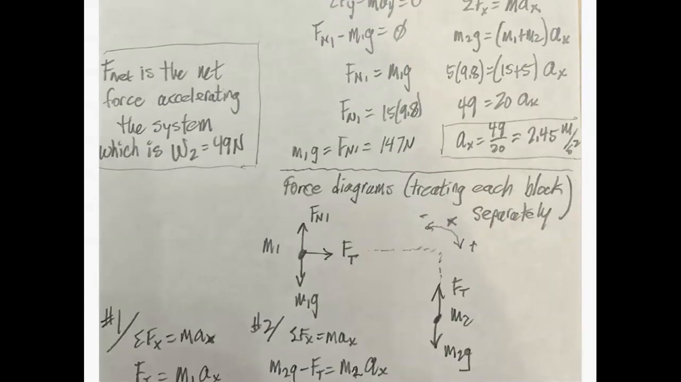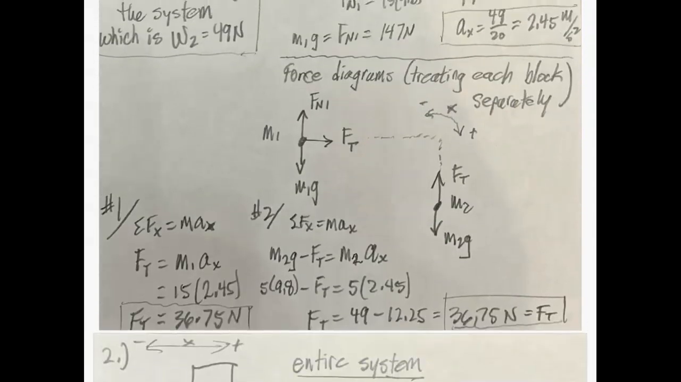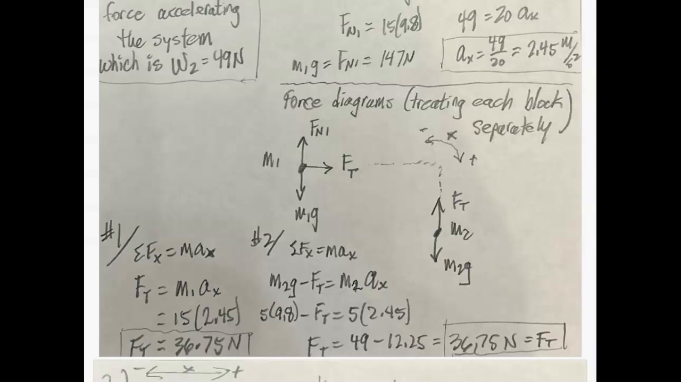Next, they're asking us to find the tension in the string. So now I need to treat the blocks separately, because when I do that, now the tension in the string is an external force to each block. So here I've shown the forces acting on mass number 1, just as before, the normal force of the table and the weight caused by gravity. But now the tension is an external force, so I include it in my force diagram. And over here, the tension in the string pulls up on mass number 2, and gravity pulls down.